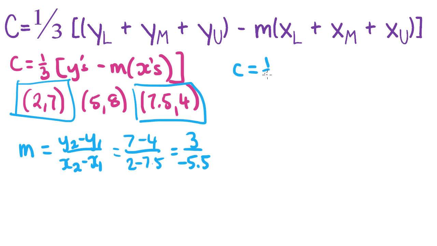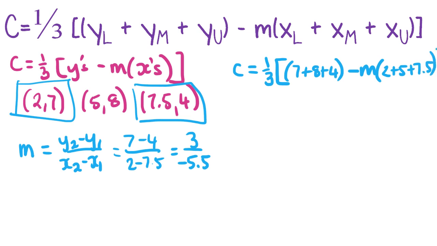C equals 1/3 of my y's added up. So what are my y's? 7, 8, and 4. 7 plus 8 plus 4. Minus m times my x's. What were my x's? 2 and 5 and 7.5. 2 plus 5 plus 7.5. Seven plus 8 plus 4 is 19.